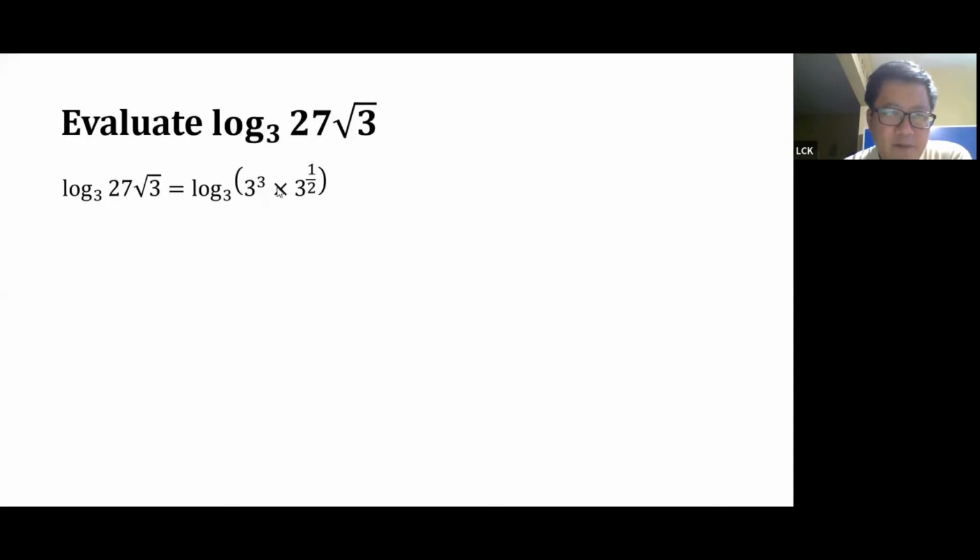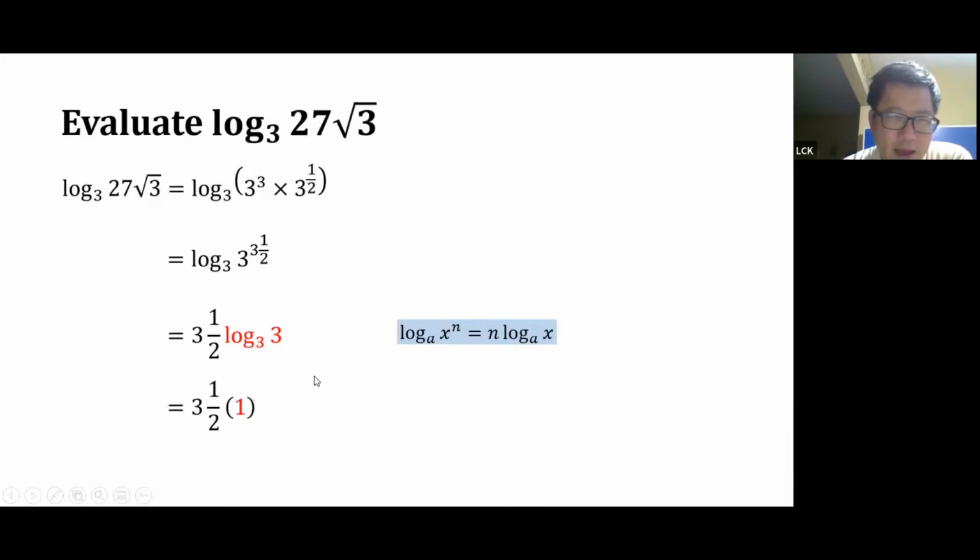Because it's a multiply here, you can add up the indices, add up the powers. So 3 plus half equals 3 and a half. That's just rules of indices. You bring the 3 and a half down, and this is log base 3 of 3, which of course has a value of 1. Then the answer is just 3 and a half.